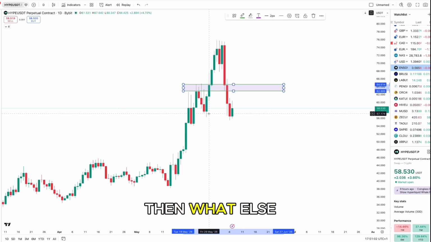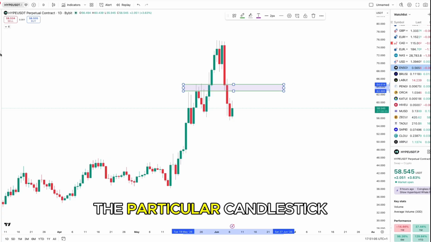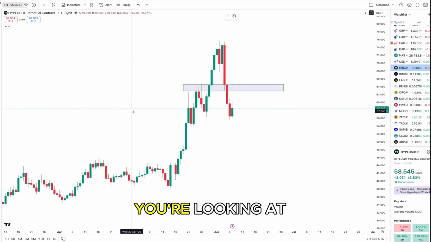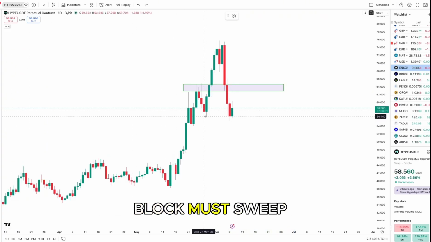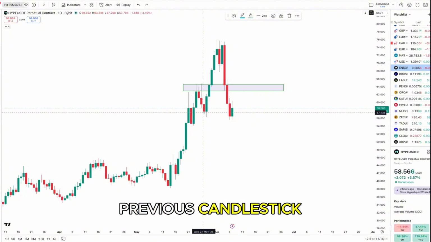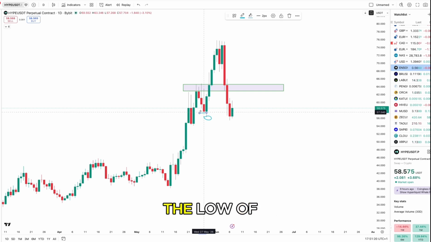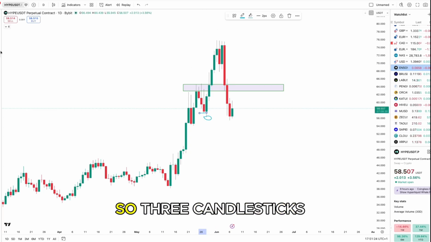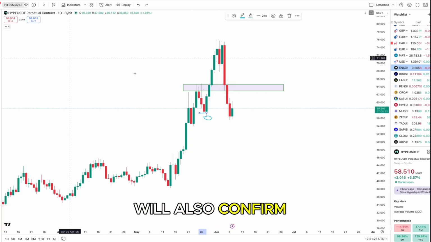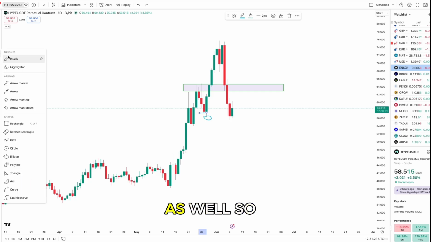Then what else will you be looking at? The particular candlestick you're looking at as an order block must sweep the previous candlestick. So the order block must take out the low of the last candlestick. Assuming this didn't take out the low of this last candlestick, that means this will not be an order block. So 3 candlesticks will also confirm an order block as well.